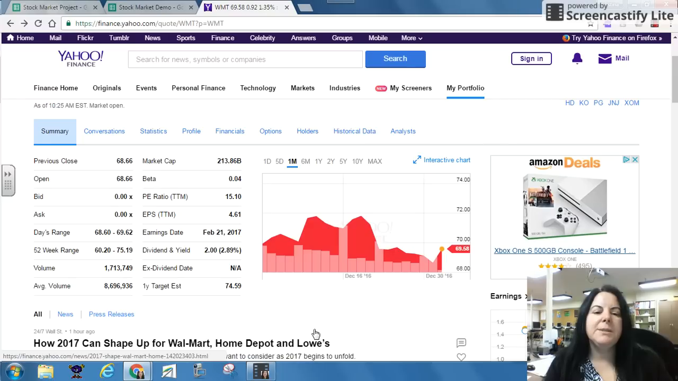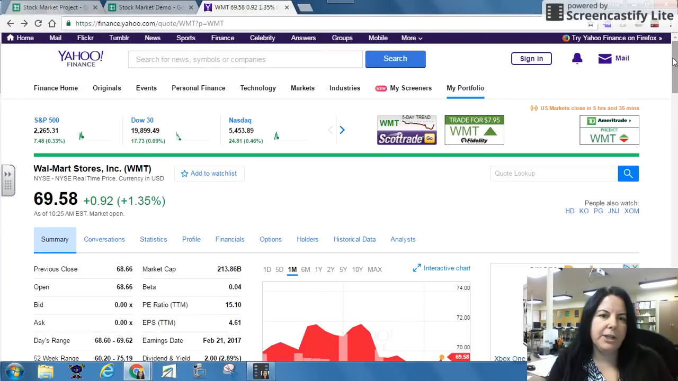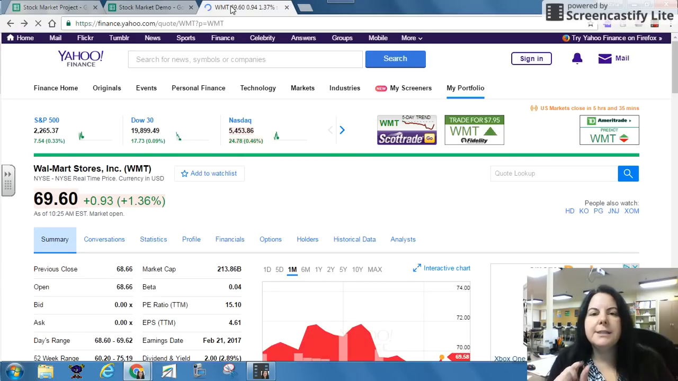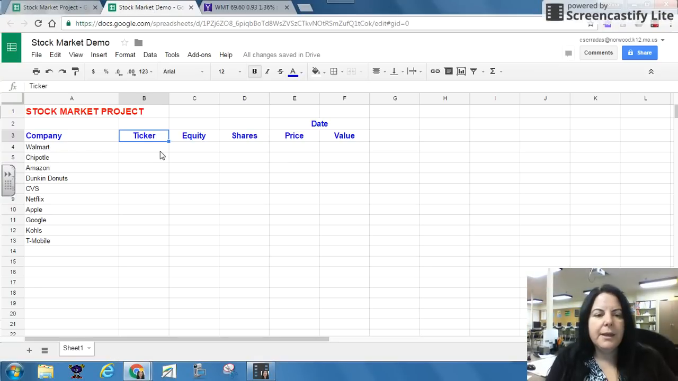So just for demonstration purposes, we're going to pretend like we're going to go ahead and buy this stock. To quote unquote buy the stock means to record it into your spreadsheet. Some key information that I need is the ticker. The ticker is the stock market symbol. Every company has an abbreviation. The abbreviation is located in parentheses. So Walmart's abbreviation is WMT. It's always written in capital letters, or I believe it's always written in capital letters.